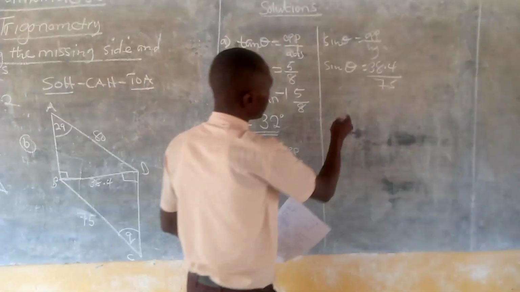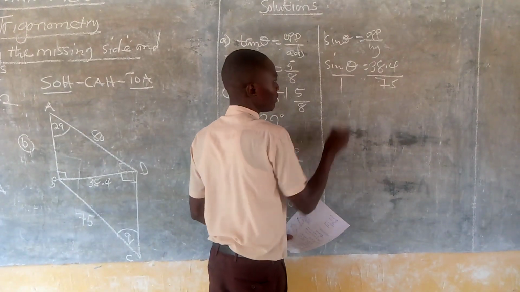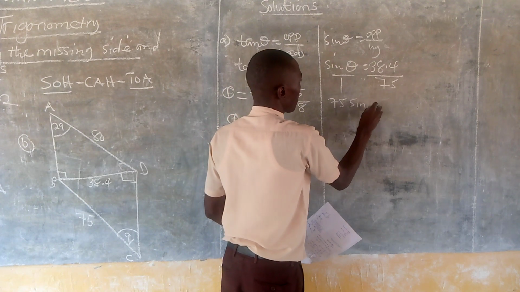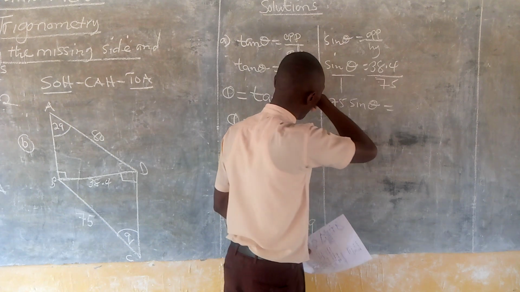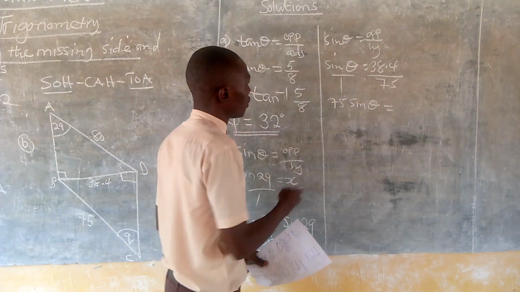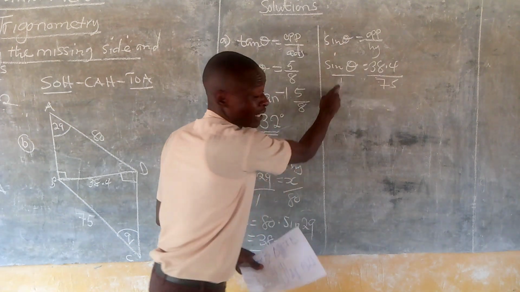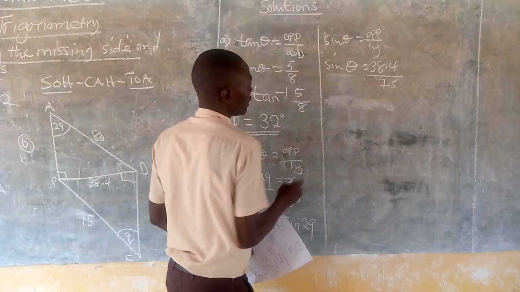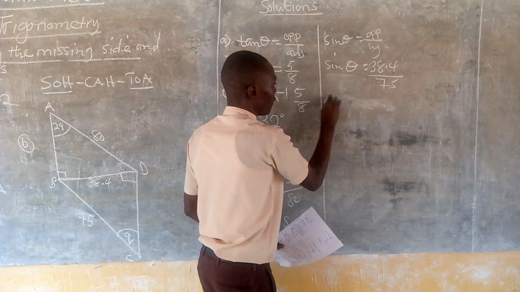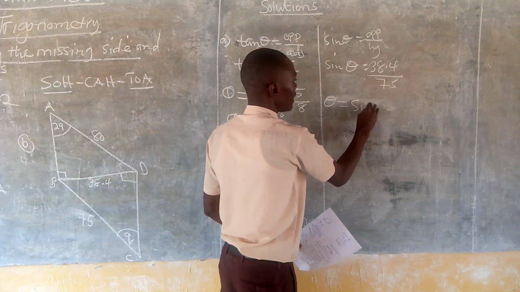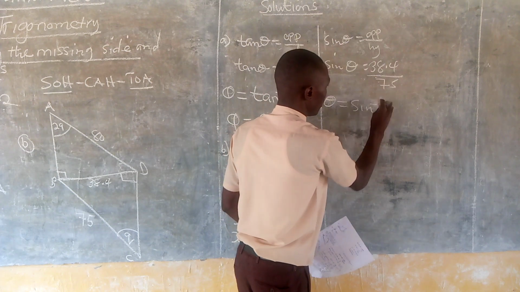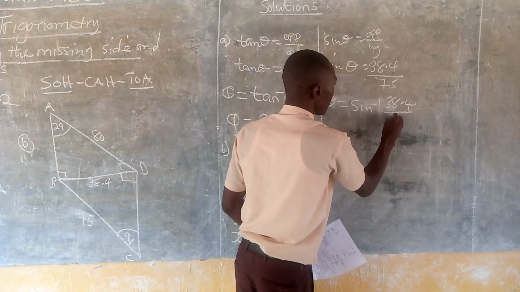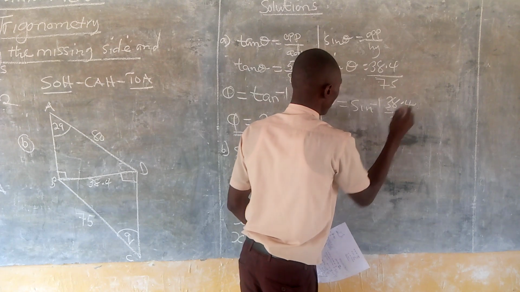Okay, so now let's do the same. This is over 1, right? We cross multiply. Oh, no, we're finding the angle, right? Yes, sorry. So now theta equals what? Sine inverse. Very good. Sine inverse of 38.4 over 75, right? Let's punch it on the calculator.